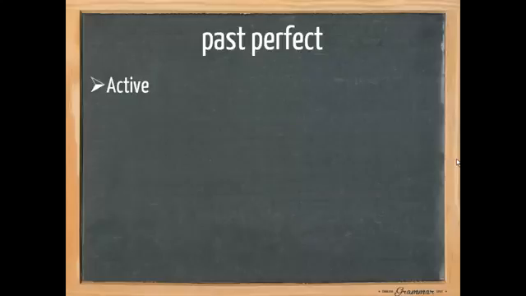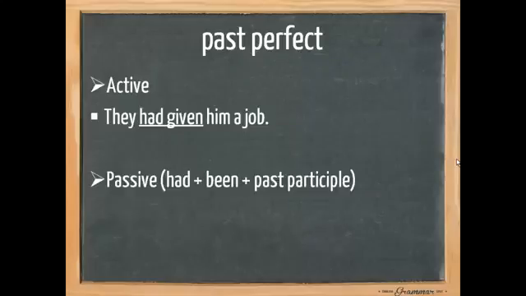The past perfect. The active past perfect: They had given him a job. In the passive we use had plus been, just as in the present perfect, and a past participle: to give, gave, given. He had been given a job.